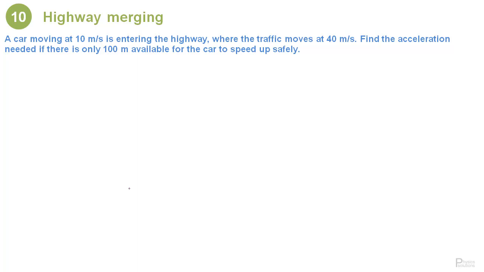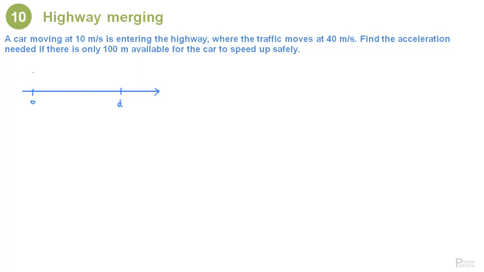So we start by drawing our little cartoon. We have our x-axis, which we have seen many times. We call x equals 0 the origin of the coordinate system, the point where the car will start accelerating from 10 to 40 meters per second, and this safe distance we call d.